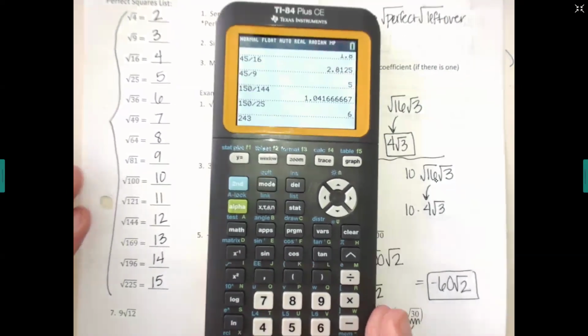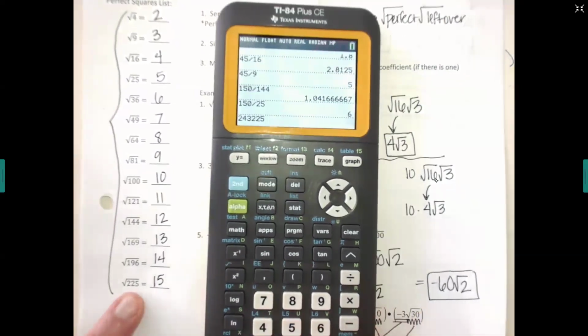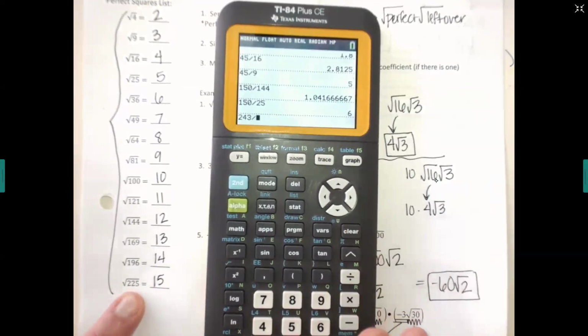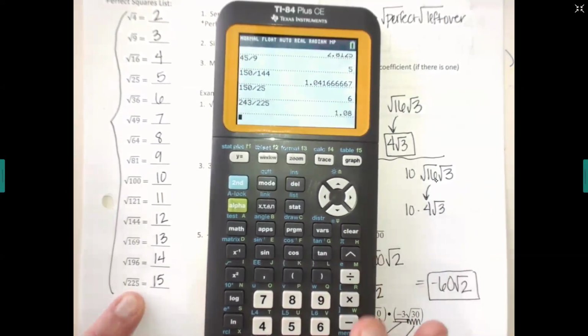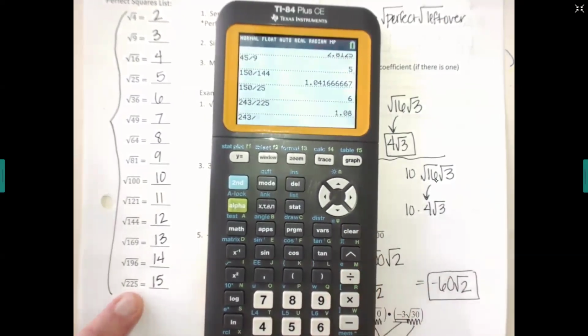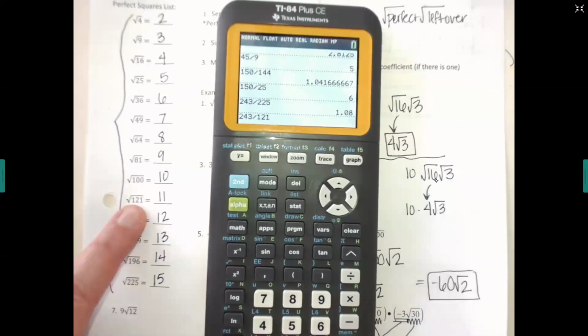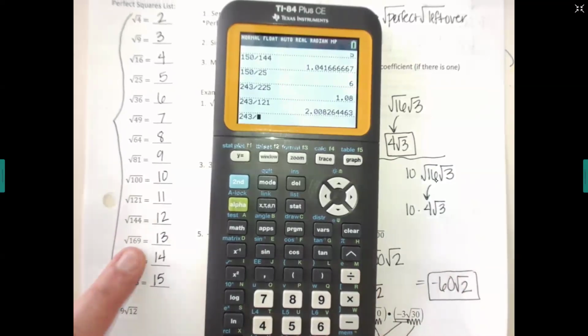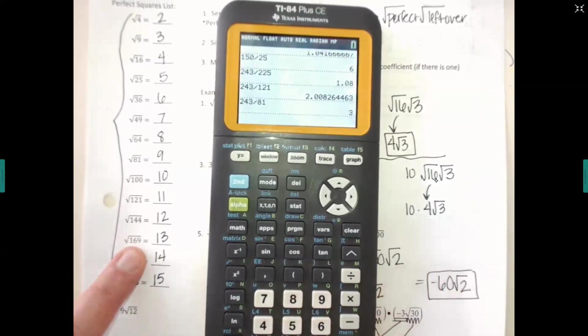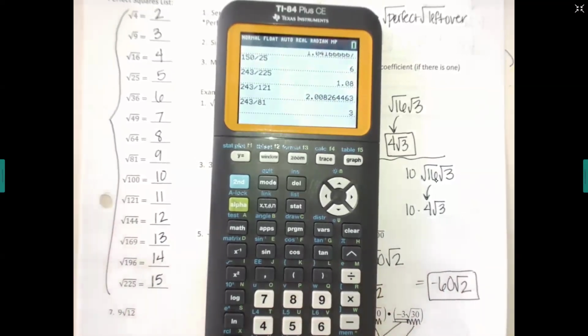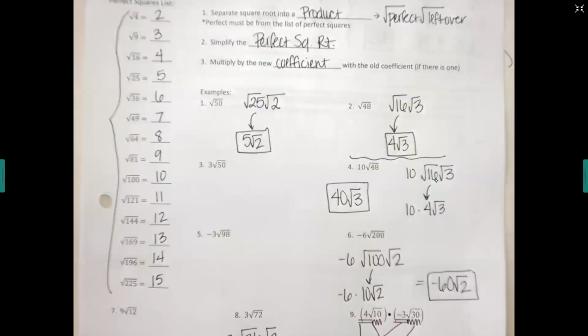So 243, can it divide by 225? No. What's another one I could try? Next odd would be 121. Nope. What's the next odd? 169. 169, I know it can't, so skip that one. 81 times what? 3. And once you get a whole number, that's when you know that you have your pair. So that's going to go to 81 times 3.